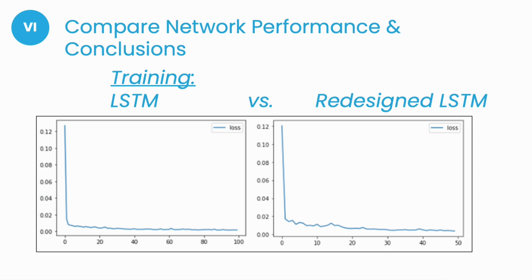For training, the first LSTM model had 100 epochs, and the revised model had 50 epochs. Reducing the epochs made processing the model faster and produces the same general loss results. Reducing the epochs had little impact on the model's capability to maintain the loss.